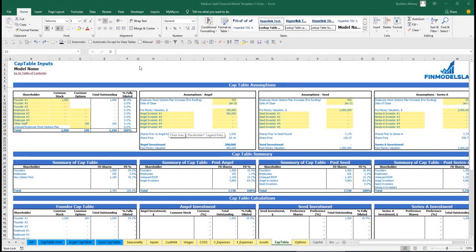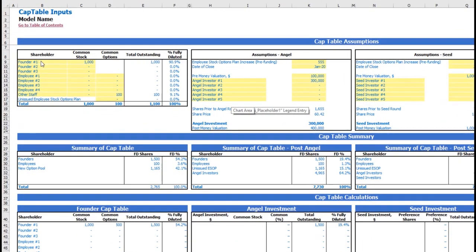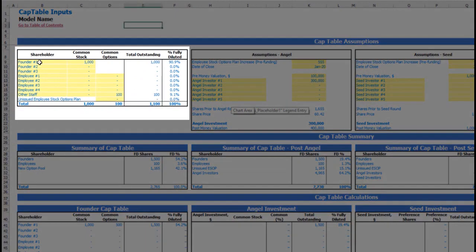In the cap table you can input the main cap table assumptions for funding, angel, seed and Series A rounds, see some summary and calculations and reports. So let's begin from the founders information. On the top left side you can input up to 3 founders and up to 5 categories of employees. You can set the names.